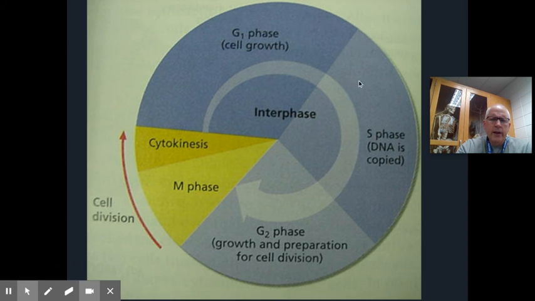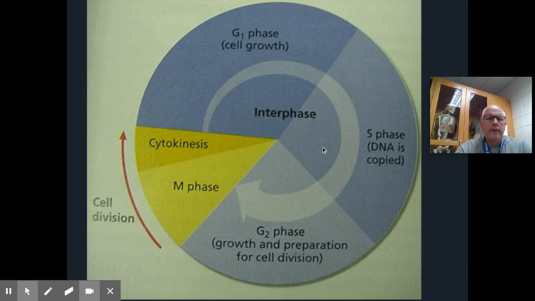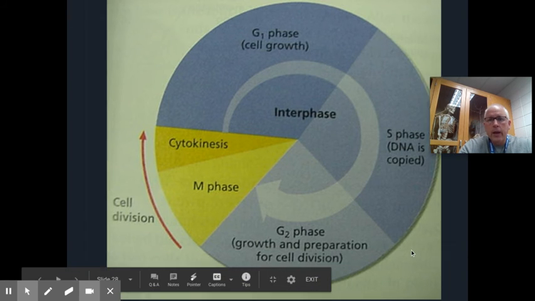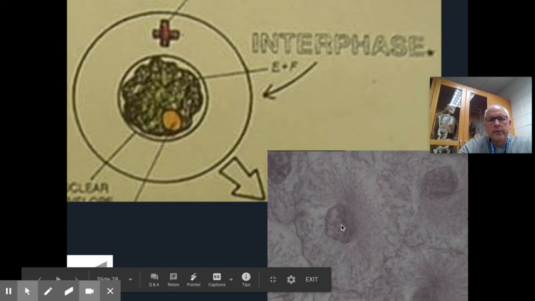The S phase is a little smaller than maybe the G1 and the G2, but this is where a cell is going to spend most of its life. Now, here's the thing. I don't know if you guys remember this, and this is what we're seeing, a normal cell with a nucleus, right, and a nucleolus and all that good stuff.